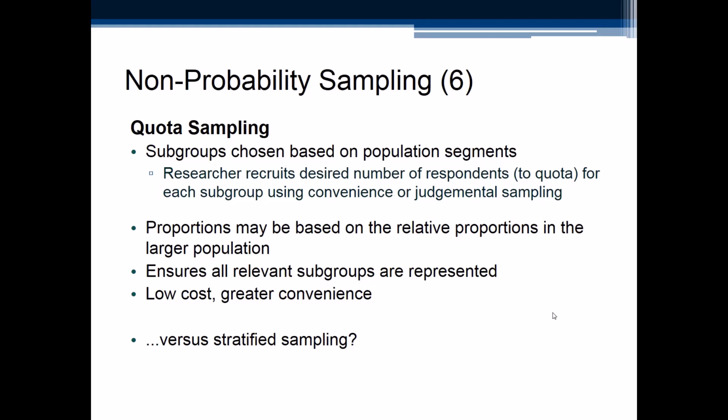So we break the population up into those categories and then recruit X number of people from each of those groups. It might be that we recruit 2 men and 2 women, 2 older people, 2 younger people, 2 people born in Australia, 2 people born outside of Australia, or whatever the criteria are that we're looking for.